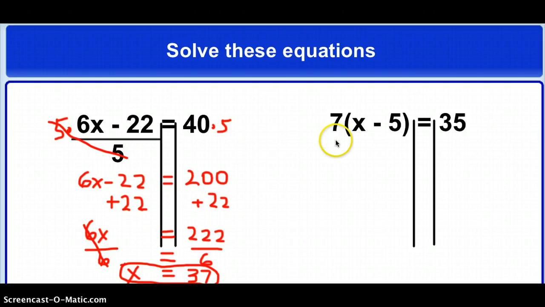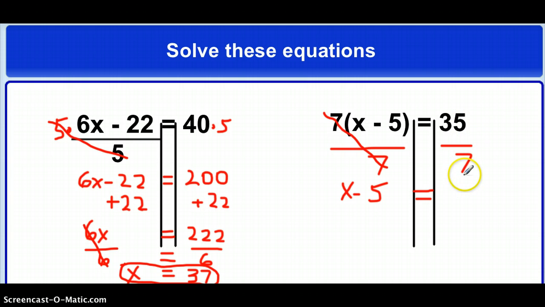If you do that, you're more than likely going to end up in the right place at the end. This first one, what I'm going to do is divide both sides by 7 right away. So when I do that, I can cancel these out. So I'm left on the left side with x minus 5, and still have my equal sign inside the train track. Just makes it very easy to follow the steps. 35 divided by 7 is just going to be 5.